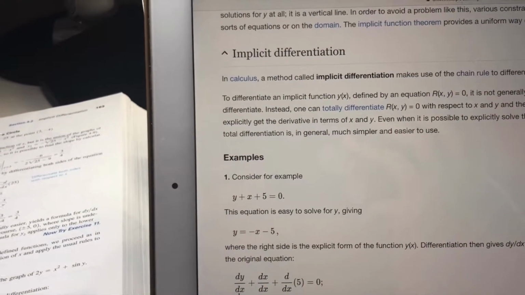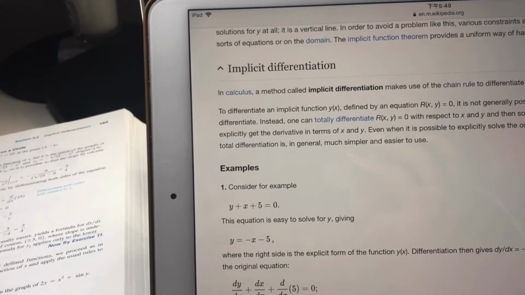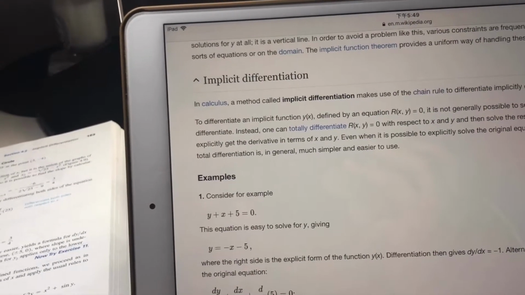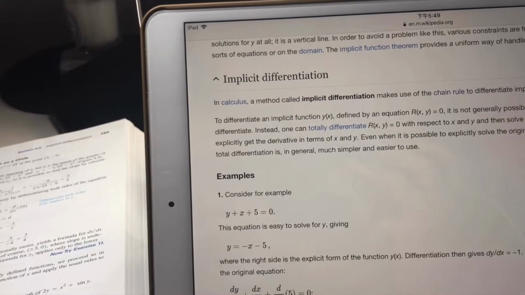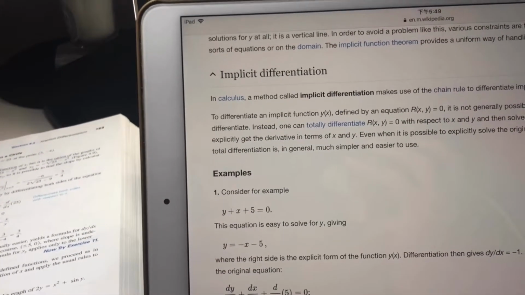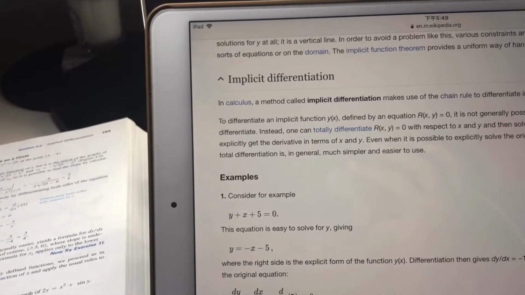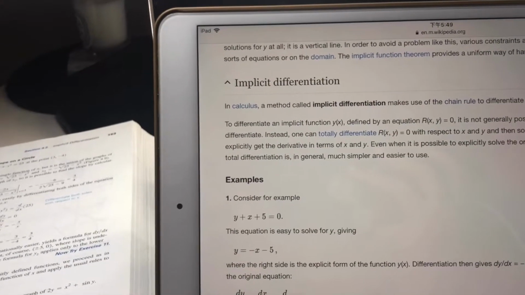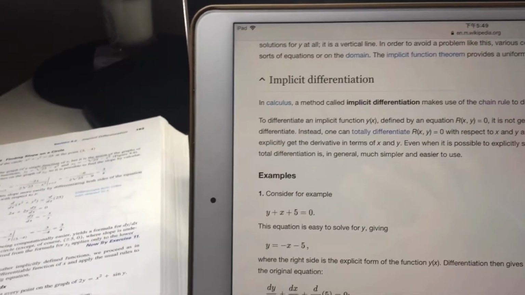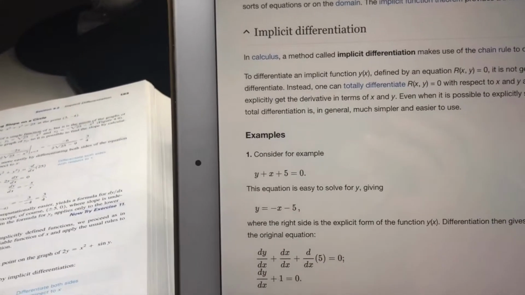Instead, one can totally differentiate with respect to x and y, and then solve the resulting linear equation for dy divided by dx, to explicitly get the derivative in terms of x and y, even when it is possible to explicitly solve the original equation. The formula resulting from totally differentiating is generally much simpler and easier to use.